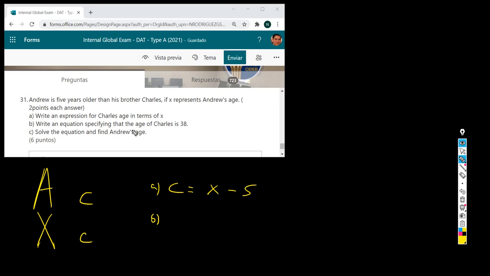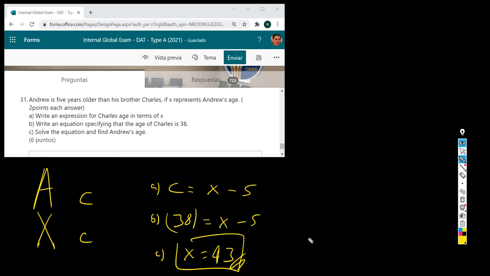B, write an equation specifying that the age of Charles is 38. So basically just this, right? 38 equals x minus 5. I just substitute. And C, solve the equation and find Andrew's age. In other words, solve for x. Quite clearly, it's going to be 43. Very simple problems, guys.